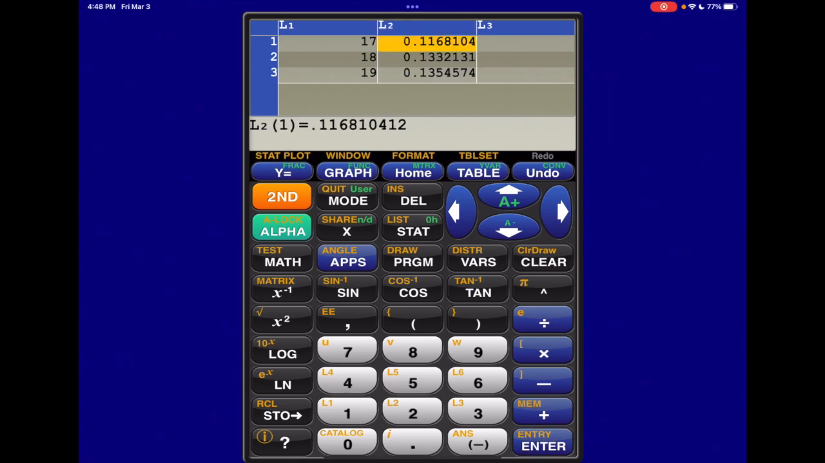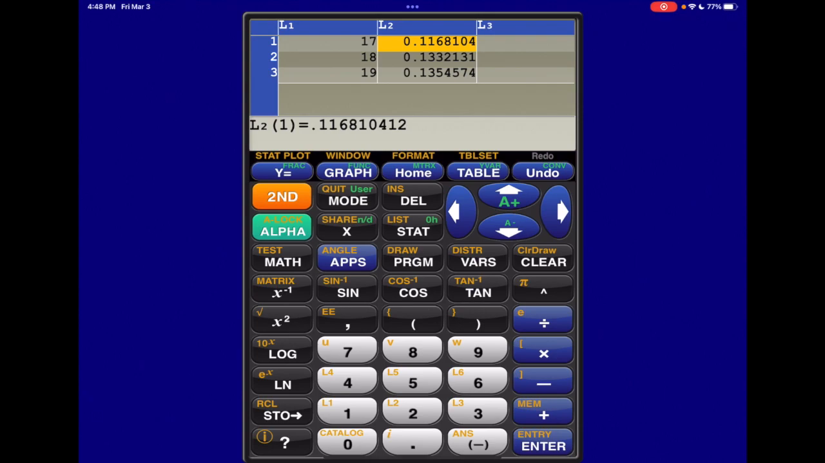When I press enter there, I get all three of the probabilities that we previously calculated one at a time for 17, 18, 19, all at once. And we could do this even if we were doing like 0 through 34, the whole list, we could still get them all at once as long as we typed all the x values into L1.